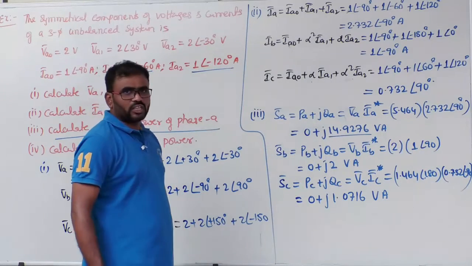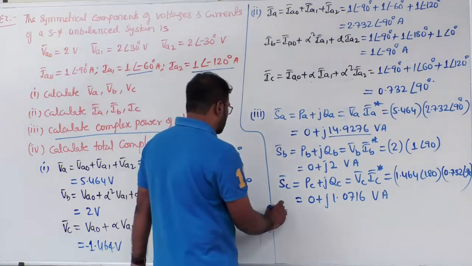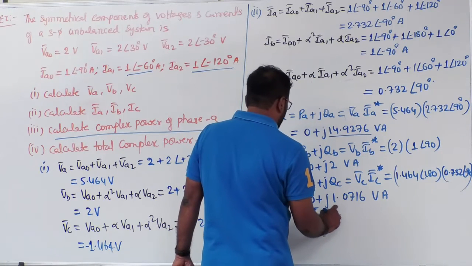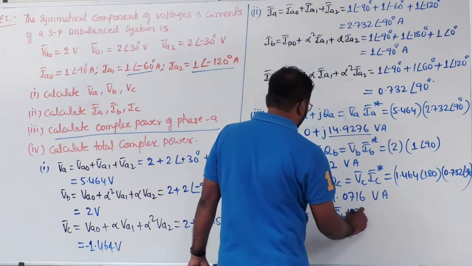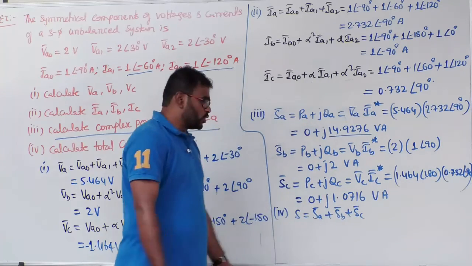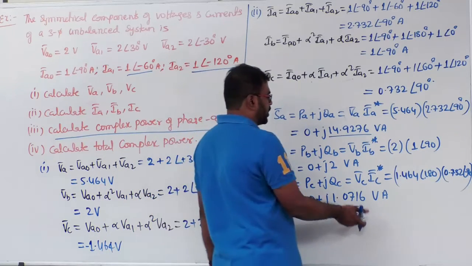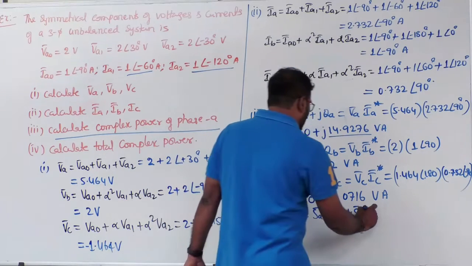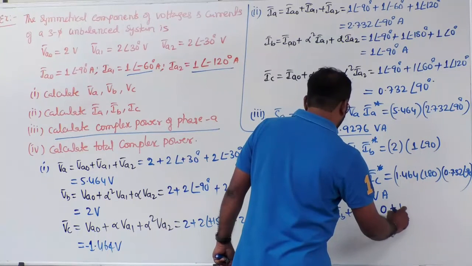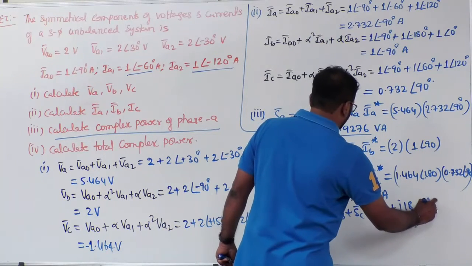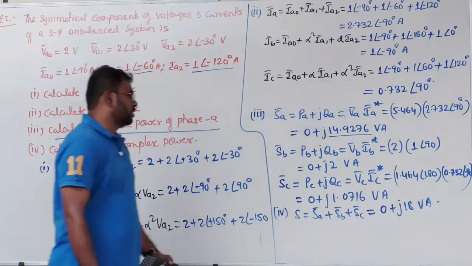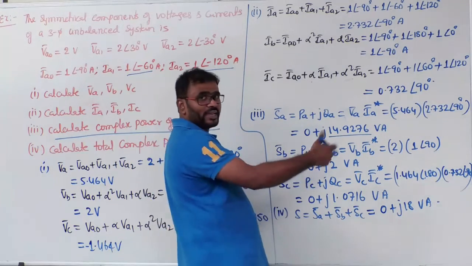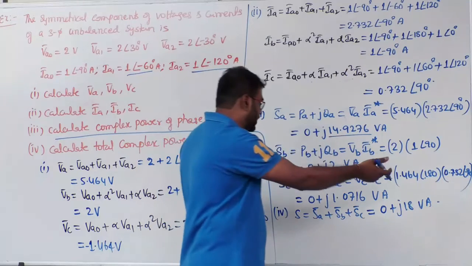That's about SA, SB, SC. If I add these 3, we get the 3-phase complex power. The total complex power S, I can write like this, SA plus SB plus SC. That's what we are trying to say. VAIA conjugate plus VBIB conjugate plus VCIC conjugate. Now if I add, we get 0 plus j18 VA. So this is the one method, where we used the fundamental formula: VAIA conjugate plus VBIB conjugate plus VCIC conjugate.